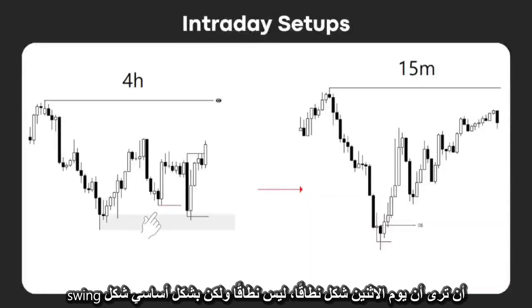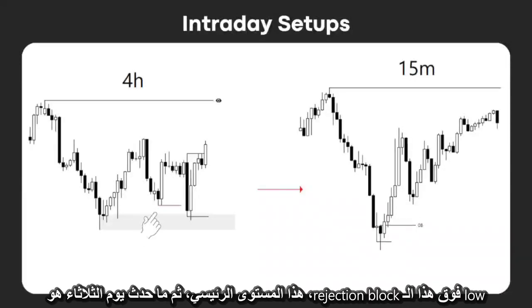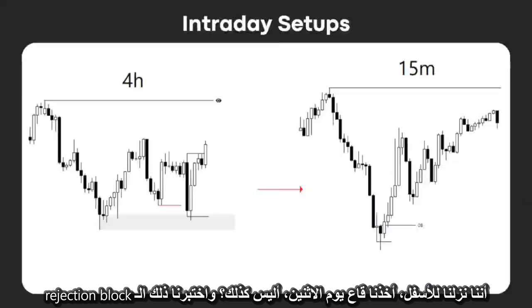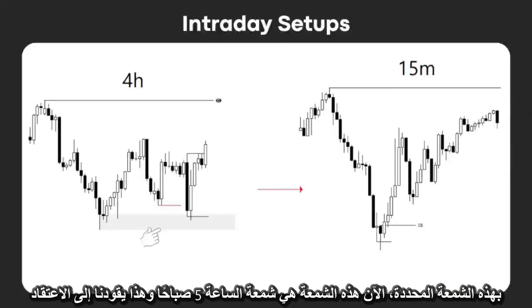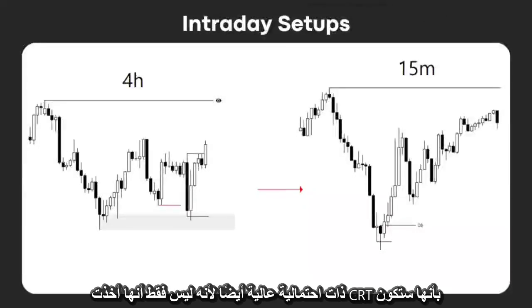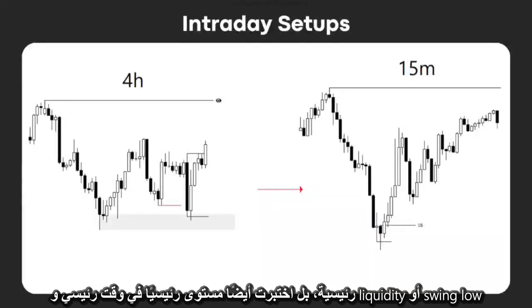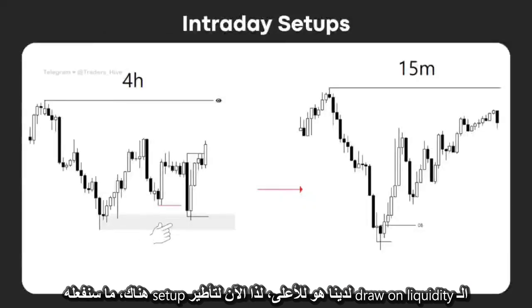Based on the time based narrative in the weekly profile, you can see that Monday formed a range, not a range, but it basically formed a low, a swing low, just above this rejection block, this key level. And then what happened on Tuesday is that we came down lower, took out Monday's low, and tested that rejection block with this particular candle. Now this candle is the 5 a.m. candle, and that leads us to believe that it's going to be a high probability CRT as well, because not only has it taken out a swing low, or a major liquidity, it also has tested a key level at a key time, and our drawn liquidity is higher.